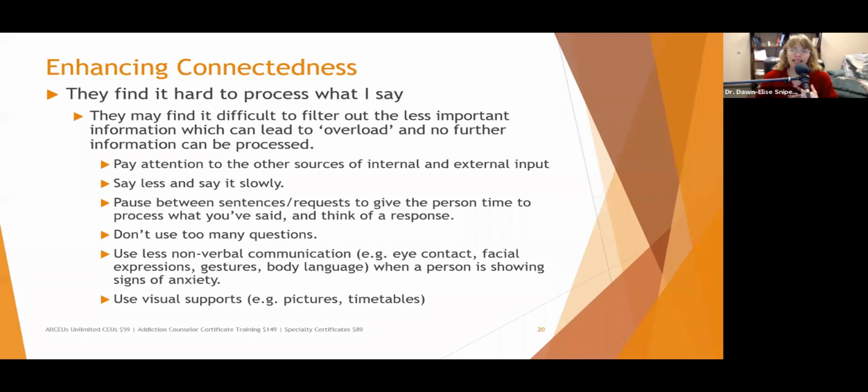Pause between sentences and requests to give the person time to process what you've said and think of a response. Don't use too many questions back to back. Ask one question, wait for an answer. Ask another question, wait for an answer.